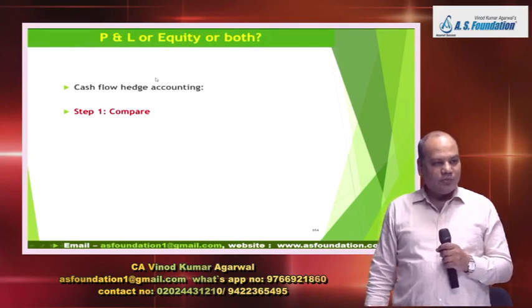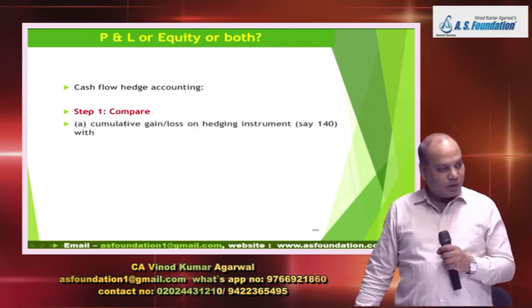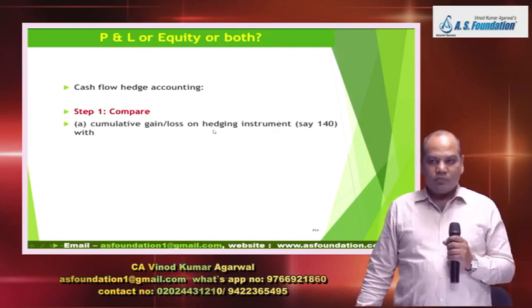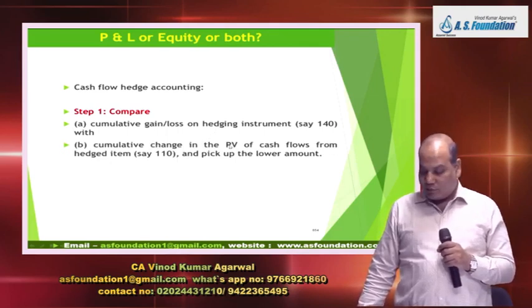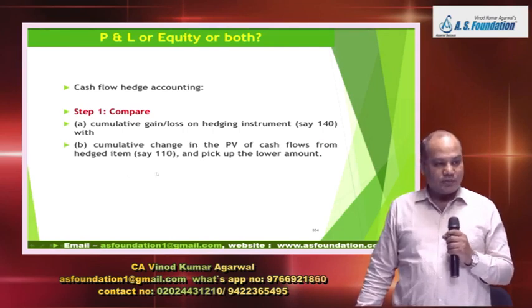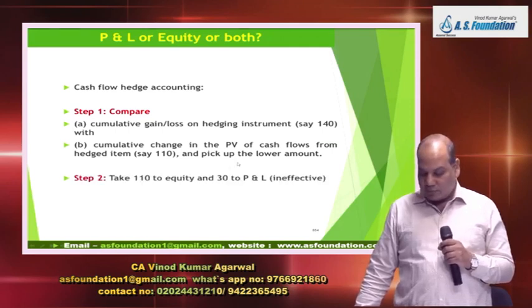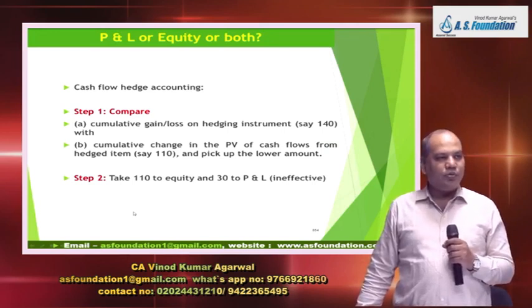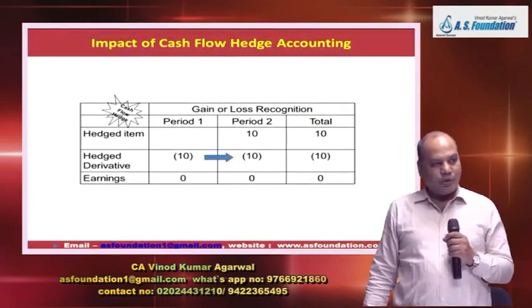So just to summarize again, the topic is a little heavy for beginners. Cash flow hedge accounting, step 1: compare the cumulative gain or loss on the hedging instrument, suppose 140, with the cumulative change in present value of cash flow from the hedged item, suppose 110. Pick up the lower amount, 110. The 110 is effective, transferred to the cash flow hedge reserve through OCI, and the 30 is ineffective, which will go to the P&L account.